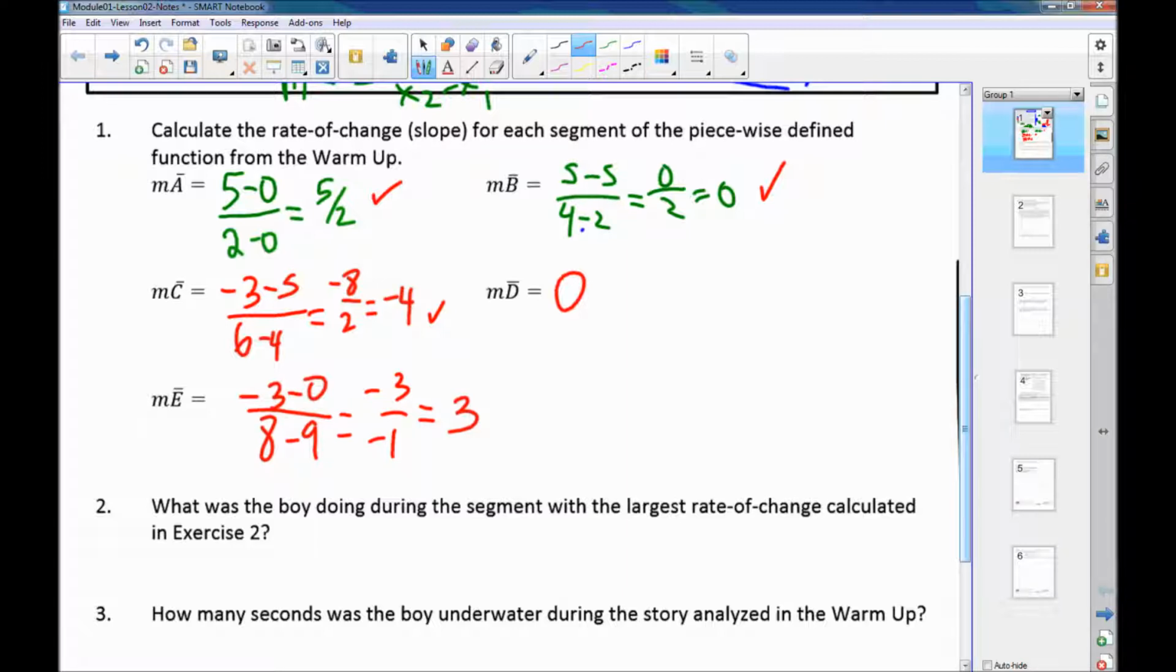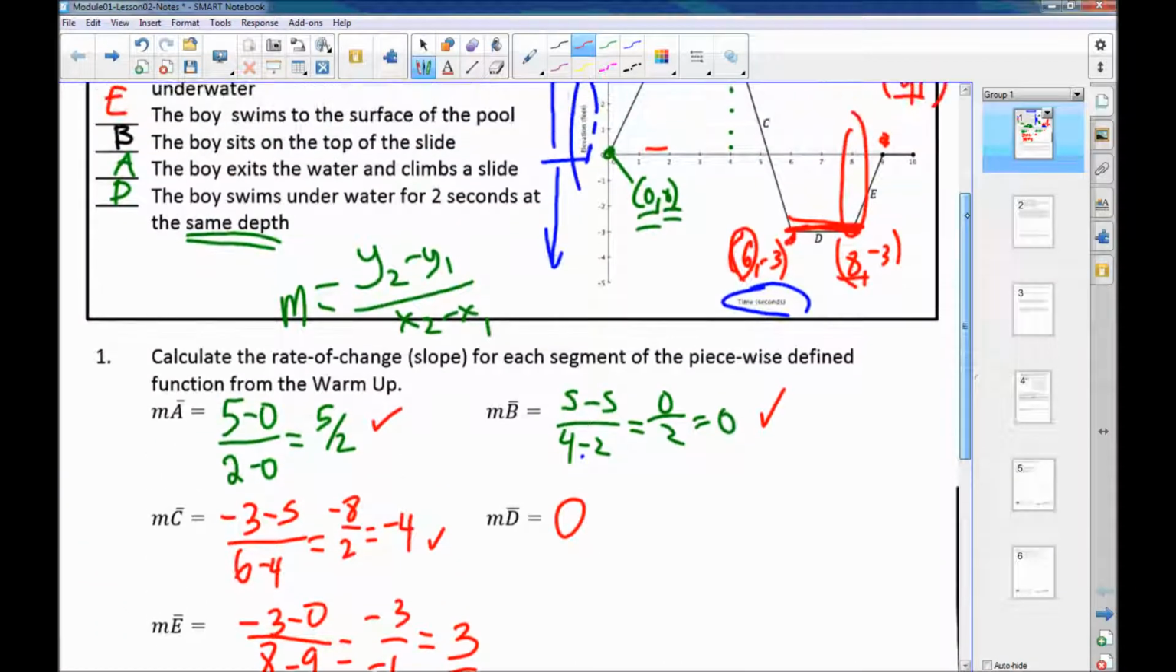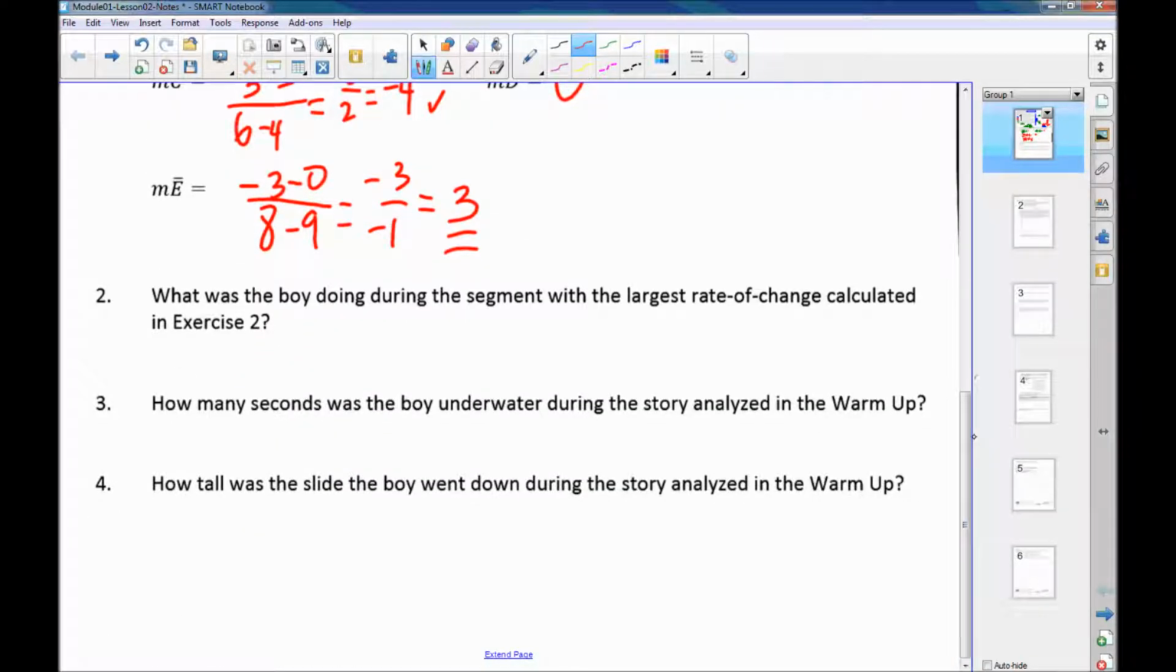All right, so those are calculating the slopes without making triangles on the graph, and you'll need to be able to do this on your quiz next time. So what was the boy doing during the segment with the largest rate of change calculated? All right, so positive numbers are always bigger than negative numbers. So our first one is 2.5, that's a 0, -4, 0, and 3. So 3 is the biggest. So what was he doing during our last segment? He was swimming to the surface. Okay, that was part E of the story.